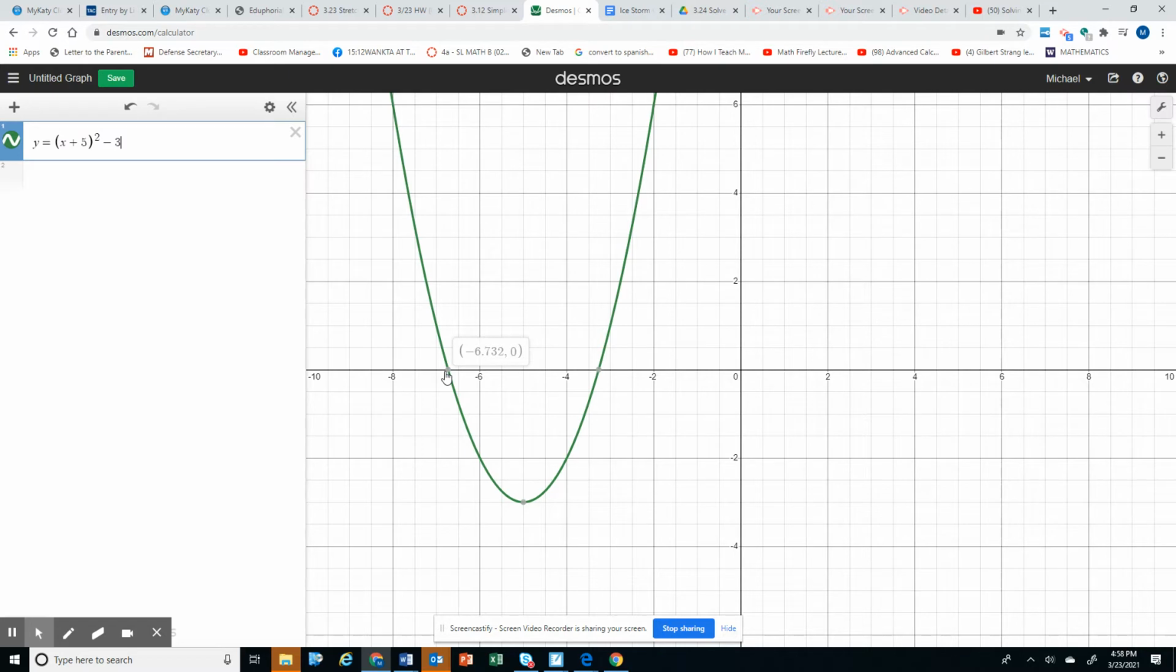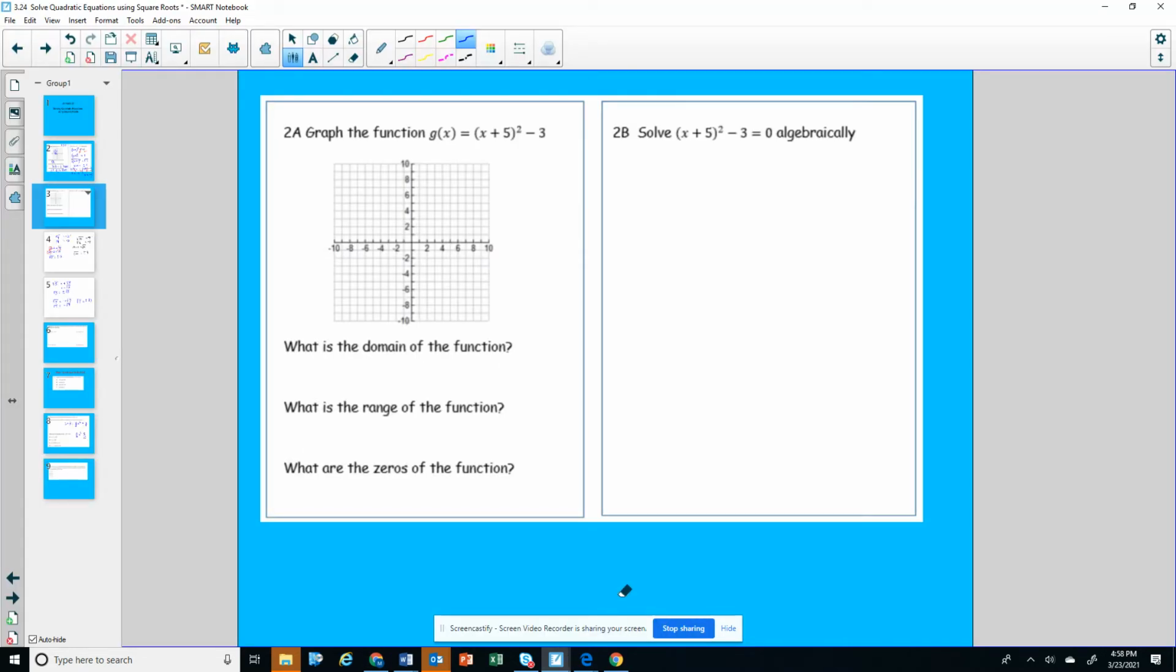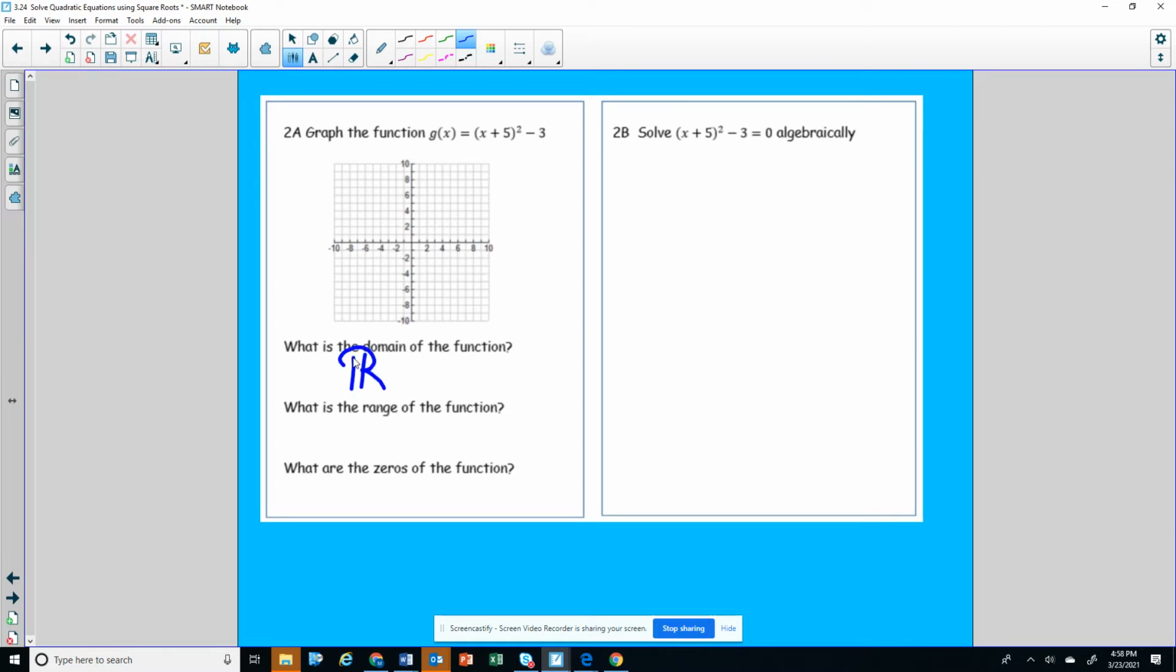All right. Let's solve this algebraically. So let's go back to the slide and solve this algebraically. Let's see what we get. So let's fill this in. We know the domain is all real numbers, and I'm going to use that fun looking R. We know the range is y is greater than or equal to -3. And we know the zeros of the function are -3.3 and -6.7. Okay?